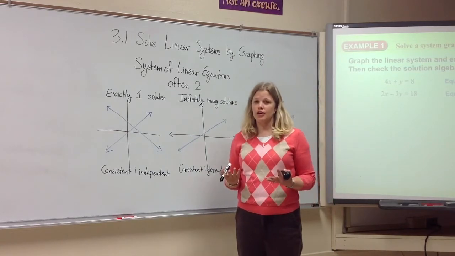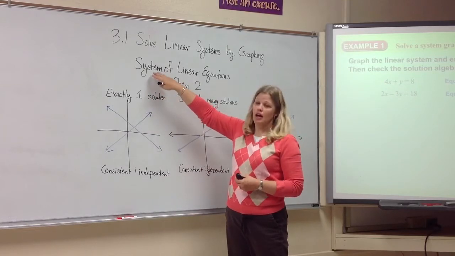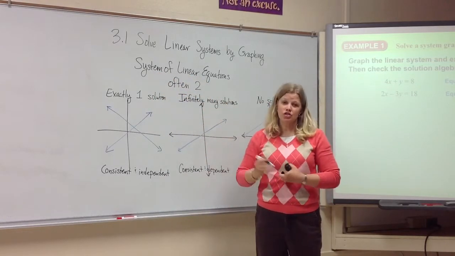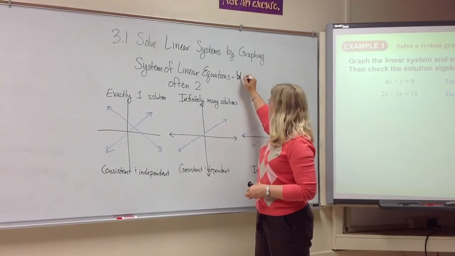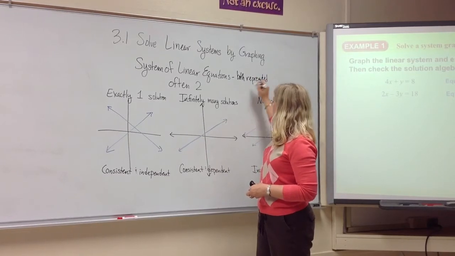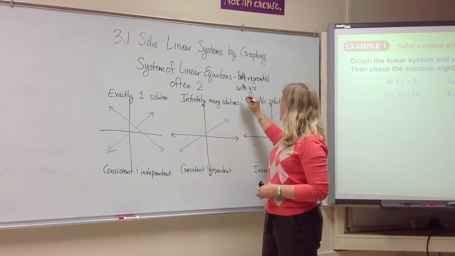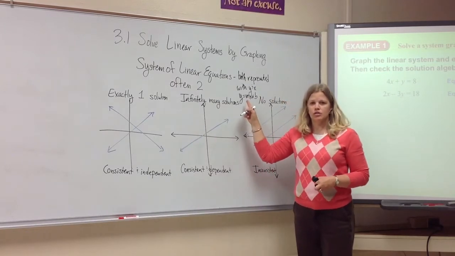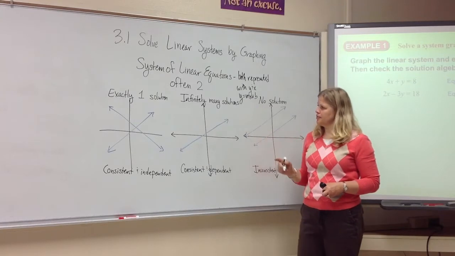Well, we probably need to figure out what a system is, or a linear system. So I thought we'd talk about that. A system of linear equations is usually two equations, both represented with x's and y's. A lot of times we'll have it in that slope-intercept form that we worked so hard on last chapter. Okay?